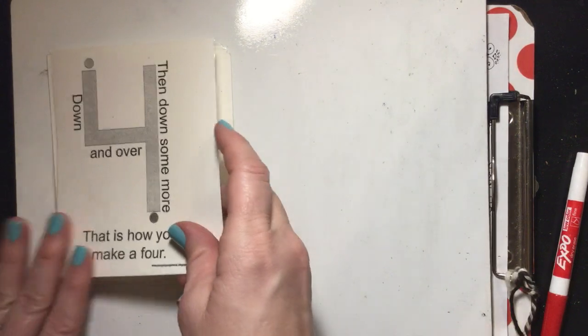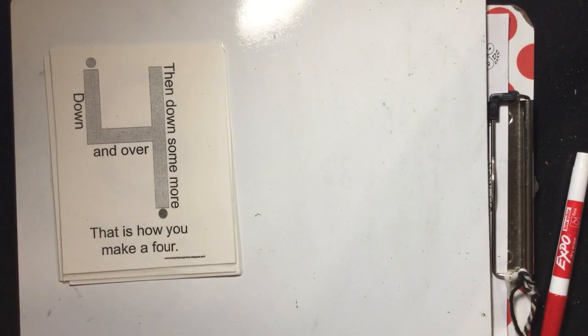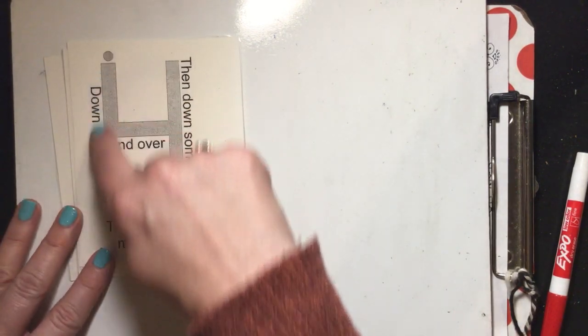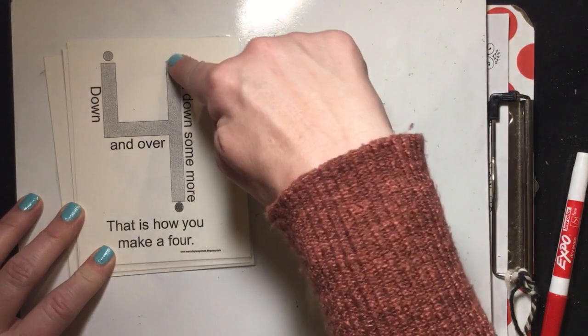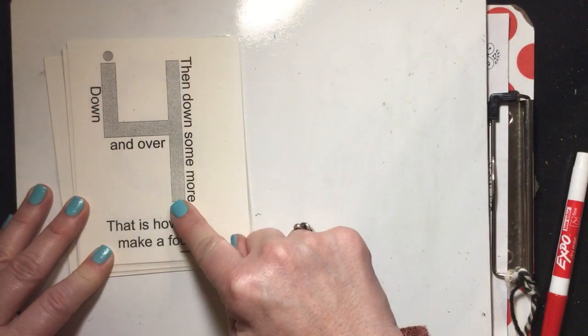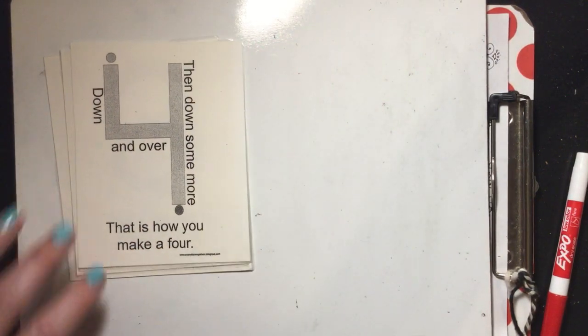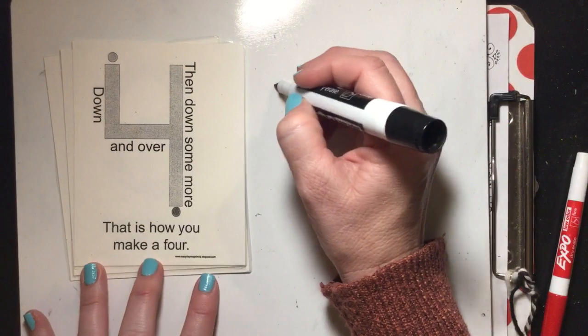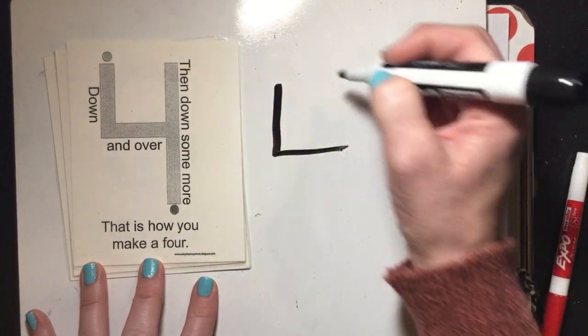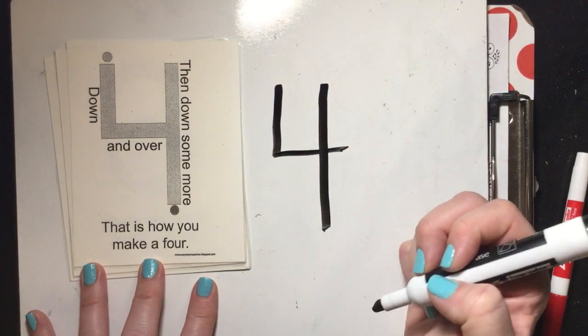The next up is a 4. Now watch how they do the 4. It says down and over, then you jump back to the top, then down some more. That is how you make a 4. Let's practice it. So down and over, then down some more.